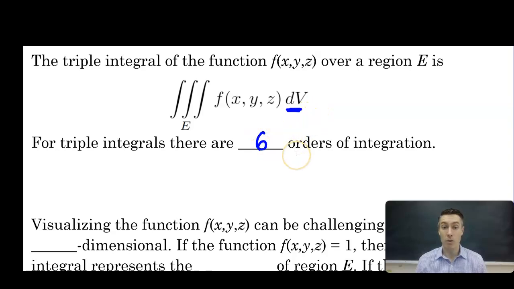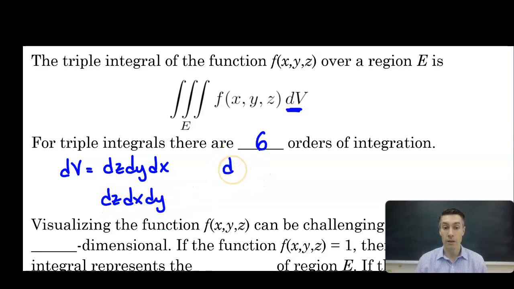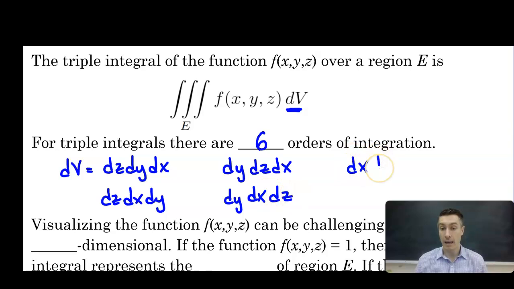There are 6 orders of integration that we can consider working in Cartesian coordinate system. And that just means our x's, our y's, and our z's. So for dv, we can say dz, dy, dx, like the previous example. We could say dz, dx, dy. We could say dy, dz, dx, dy, dx, dz, dx, dy, dz, or dx, dz, dy. So these are the 6 possible orders that we could set up a triple integral in.